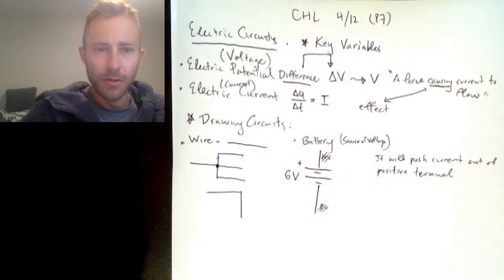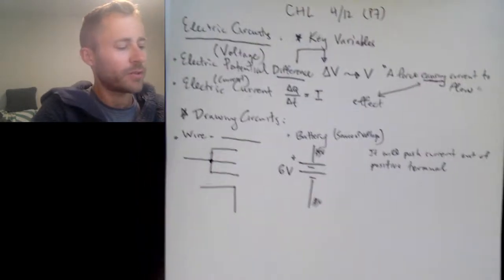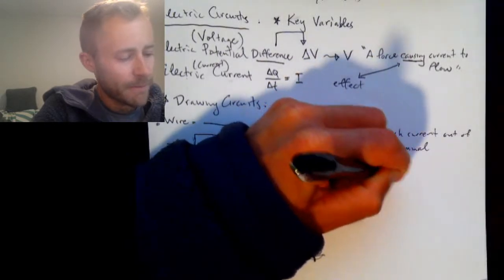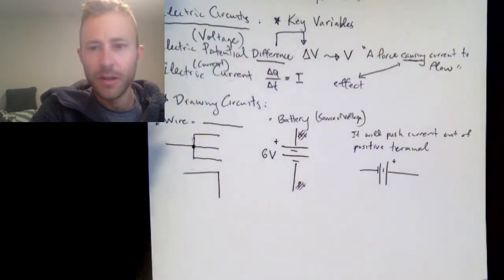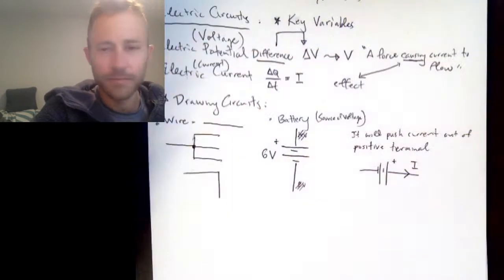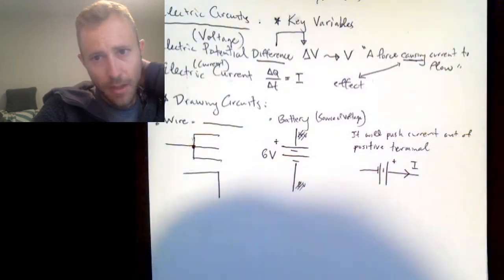Okay, it'll push current out of the positive terminal. So if this is a battery, here's the positive terminal, the current is going to be flowing out of the battery in that direction.